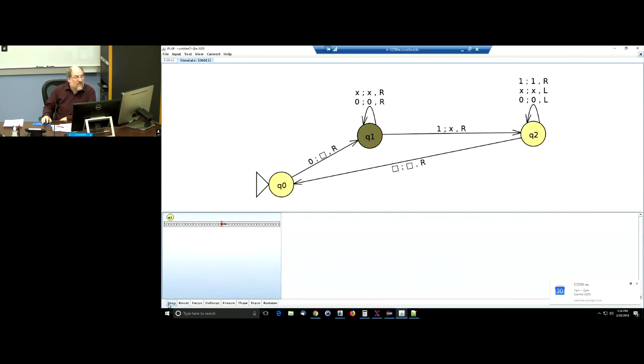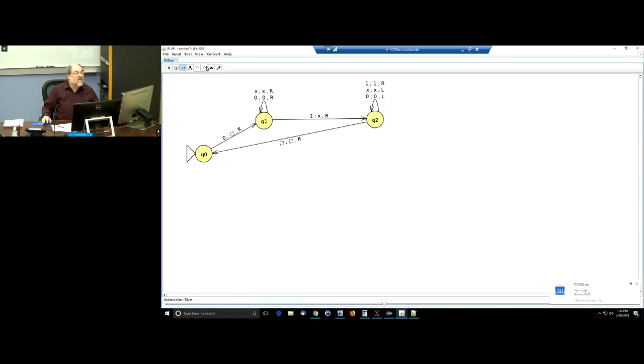So with 0, we erase and move to Q1, skip over a 0, skip over a 0. We see a 1, overwrite it with X and move to Q2. Now we're ready to start moving. And you know what? I typed it wrong. I said let's move to the left, and I typed in a right. So let's change that to what I said I was going to do, which is 1, 1, left. There we go. And try again.